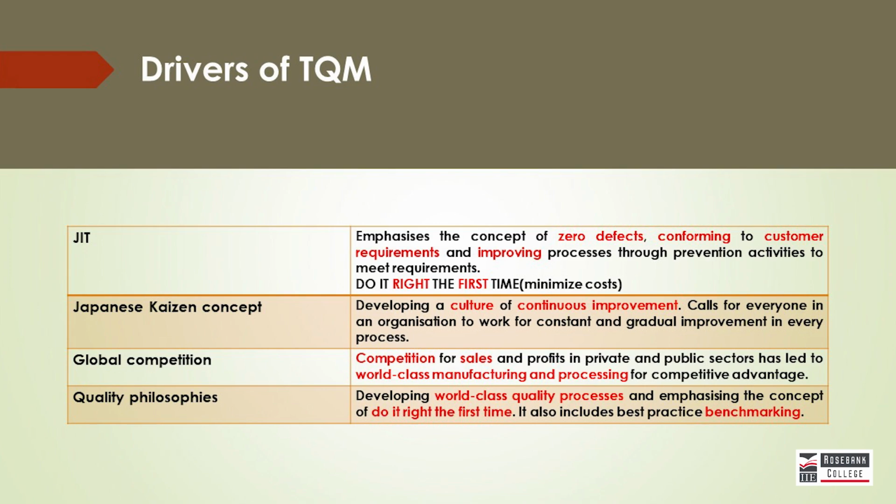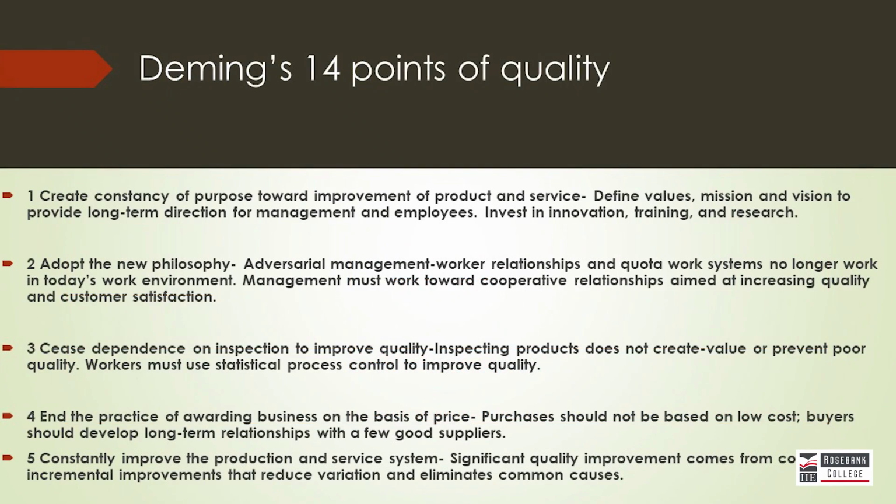The next point is global competition. Competition for sales and profits in public and private sectors has led to world-class manufacturing and processing for competitive advantage. The next one is quality philosophies. Developing world-class quality processes and emphasizing the concept of do it right the first time. It also includes best practice benchmarking. The next slide includes Deming's 14 points of quality.